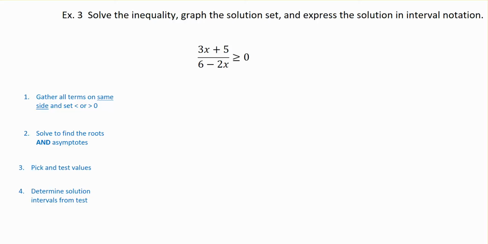Let's look at how to solve a rational inequality algebraically. Once we do that, we then want to graph the solution set and express the solution in interval notation.